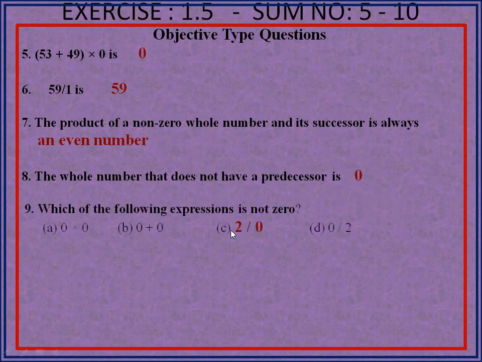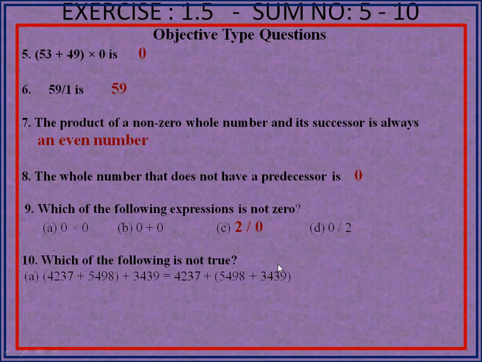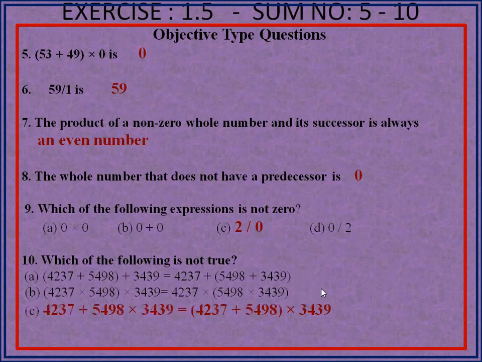Which of the following expressions is not 0? 0 into 0 is 0. 0 plus 0 is 0. 0 by 2 is also 0. 2 divided by 0 is undefined. Which of the following is not true? This is the associative property, so it stands true. Again, you have the associative property, which is true. Third one, you have the distributive property, where it is false. Addition and multiplication cannot be combined together.